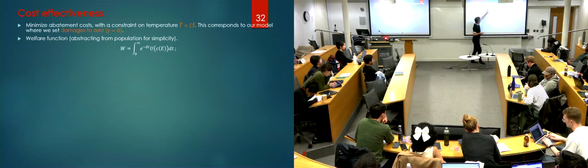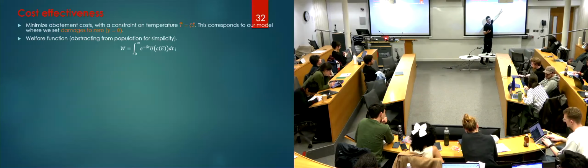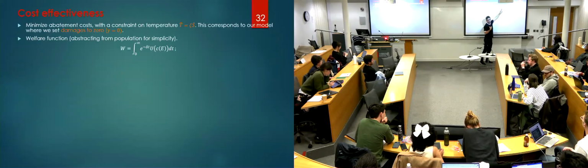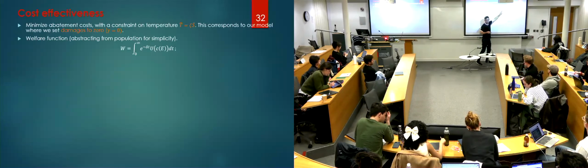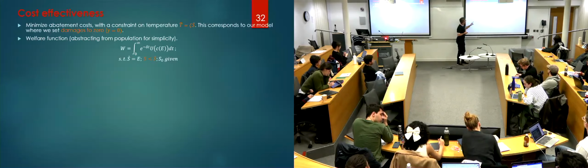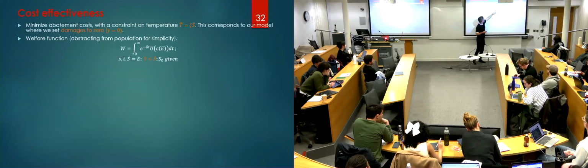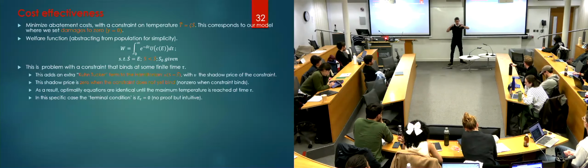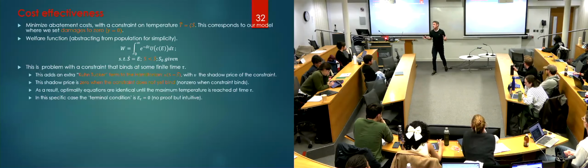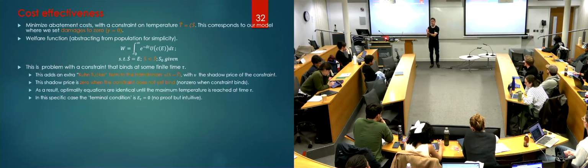So I keep the same structure, but it's not actually welfare maximizing because I'm ignoring damages. But I've replaced that by temperature. So this is being added. I now have a problem that we haven't seen. So this is a problem with a constraint.